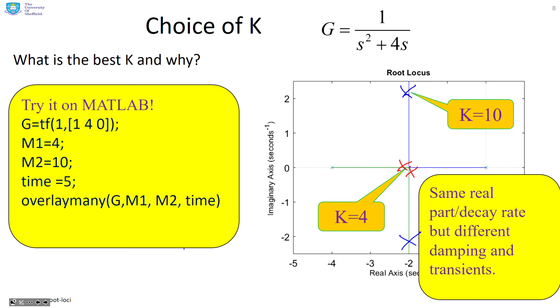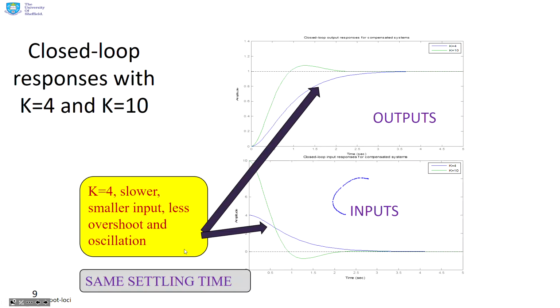Now, for these, you can see they have the same real part, so they've got the same decay rate, but they've got different damping and transients. And hopefully that's roughly apparent here. You can see the blue curve corresponds to k equals 4, slightly slower rise time, but less overshoot and oscillation. And with k equals 10, faster rise time, but a bit of overshoot. You have to make the choice. What is it you want and why?